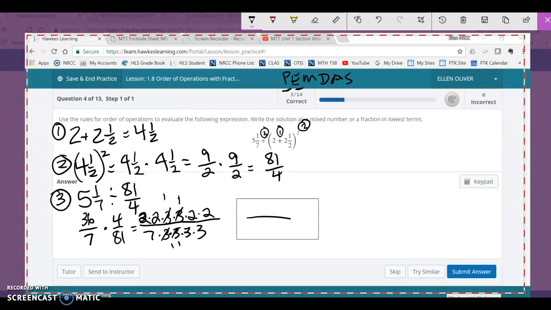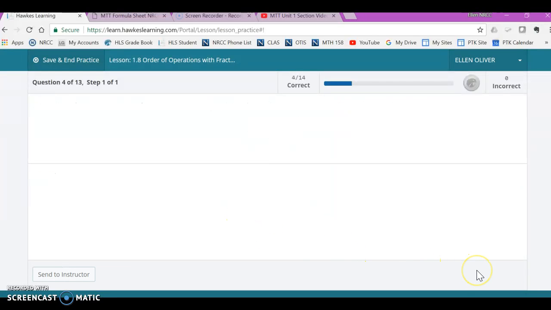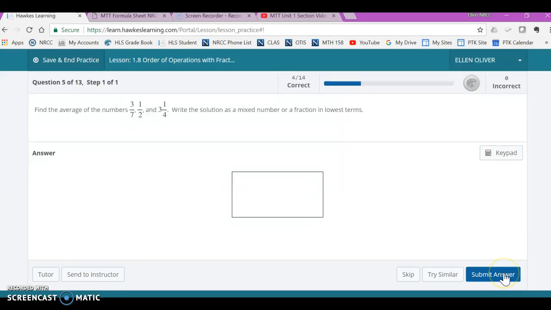So what I'm left with here on the bottom is 7 times 1 times 1 times 3 times 3. So 7 times 9. And on the top, I'm left with 4 times 4. And I know I can't reduce that any further because if I couldn't reduce it here, I can't reduce it here. 16 over 63. Did we get it right? Yes. All right. Average, you're going to add them up and divide by how many there are. So you would add those 3 numbers and then divide your answer by 3.